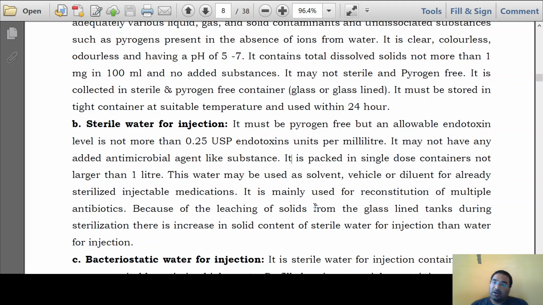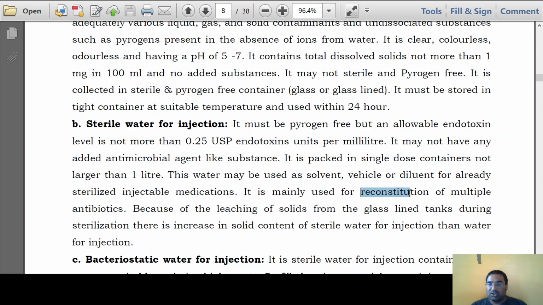Once you open the container, you have to use that water for injection at once only. This water may be used as a solvent, vehicle, or diluent for already sterilized injectable medicaments. So sterile water for injection may be used as a solvent, vehicle, or diluent. It is mainly used for reconstitution of multiple antibiotics.